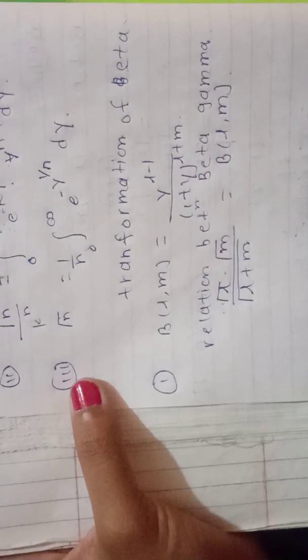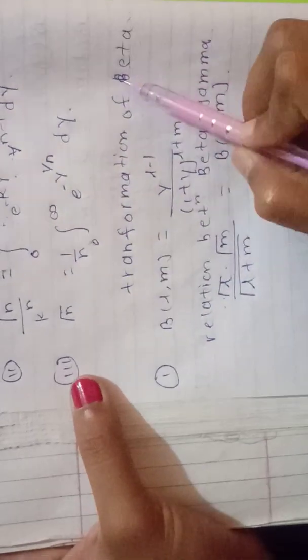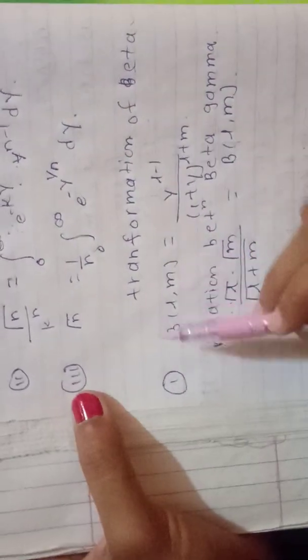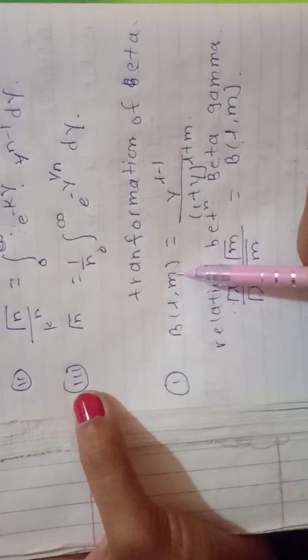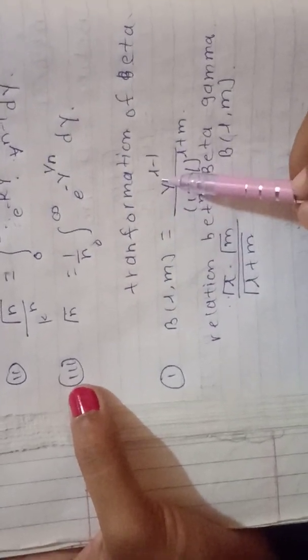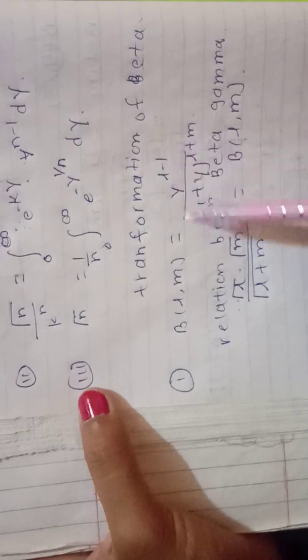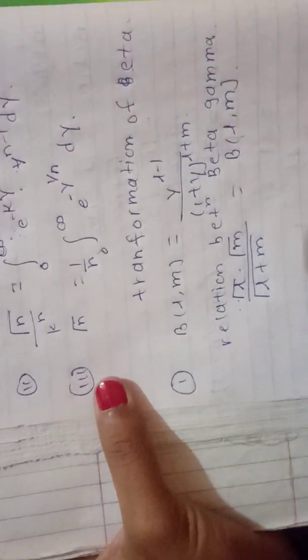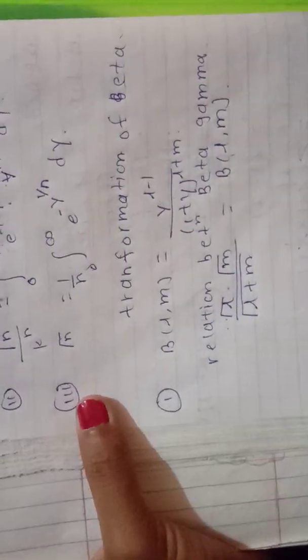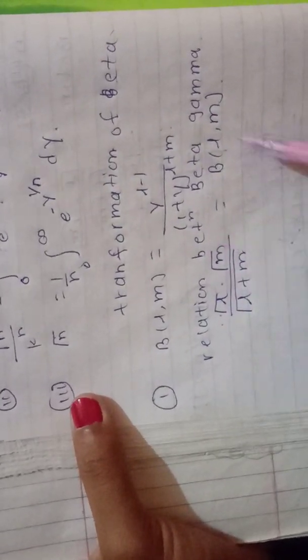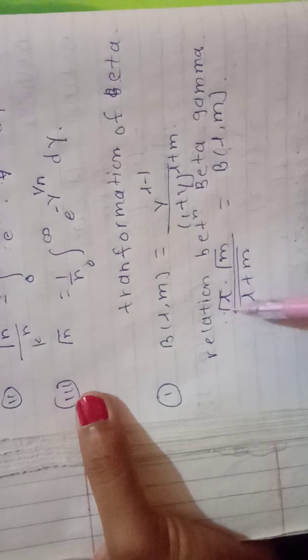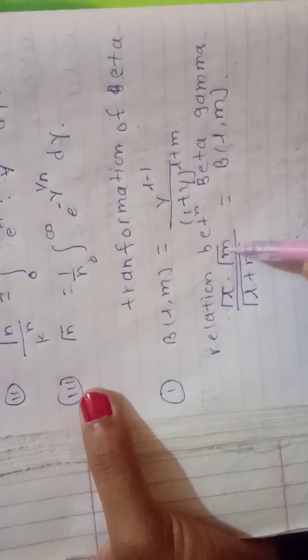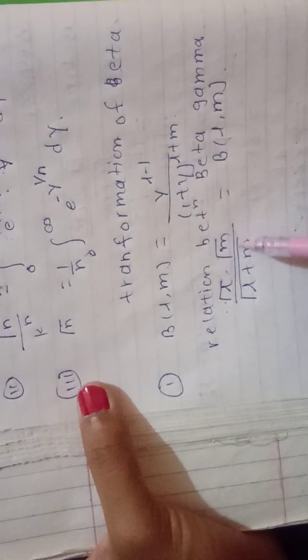Then transformations of the beta function. The first transformation of the beta function is beta of L and M is equal to integration of y raised to L minus 1 divided by 1 plus y raised to L plus M. Then the relation between beta and gamma function, that is, beta of L and M is equal to gamma of L into gamma of M divided by gamma of L plus M.